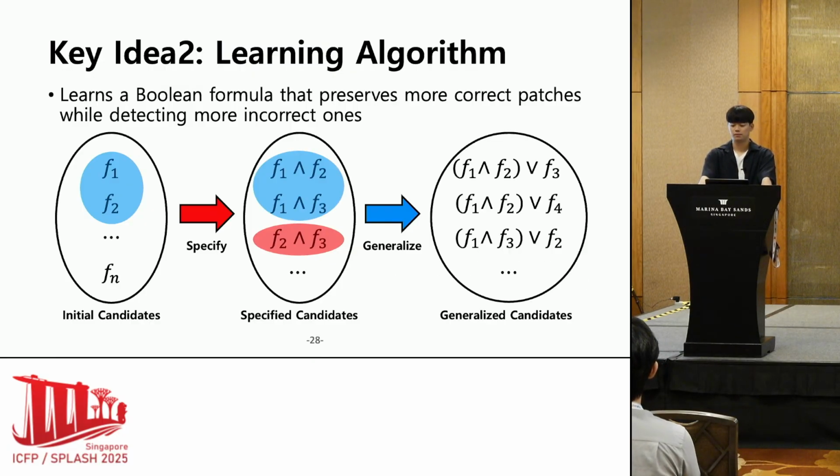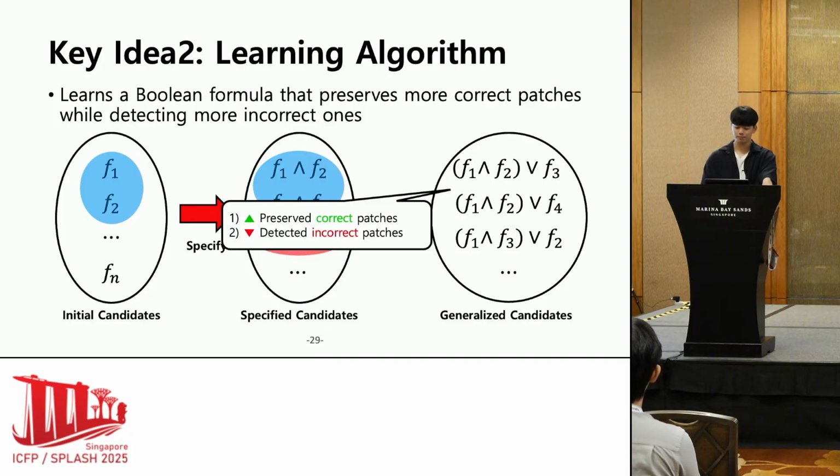Next, the algorithm chooses some candidates again and generalizes them. This means it disjoins the formula to represent a larger set. And as a result, the generated formula covers more correct patches and more incorrect patches than before. And thanks to this property, the algorithm can explore more candidate formulas again. Our algorithm repeats this process within a given time budget and returns the formula that detects incorrect patches most effectively.